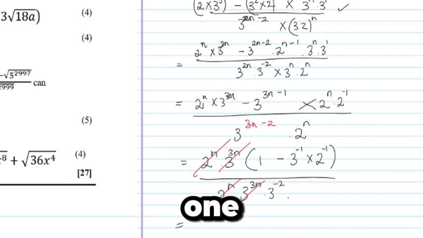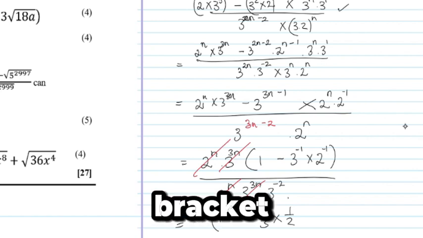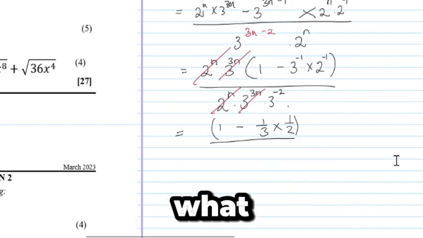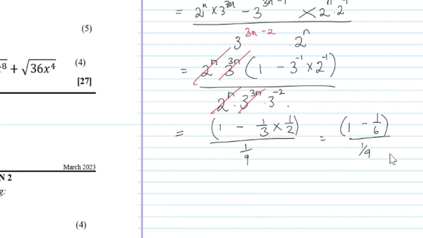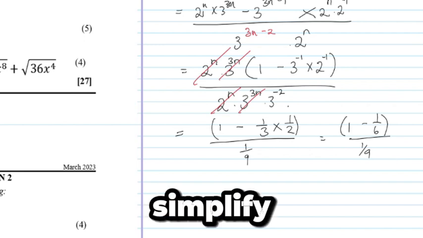We have 1 minus a third multiplied with a half. Let's keep it in a bracket. Over what? Over 1 over 9. Let's do the simplification here. So I'm going to have 1 minus 1 over 6 all over 1 over 9. So I can simplify this further.